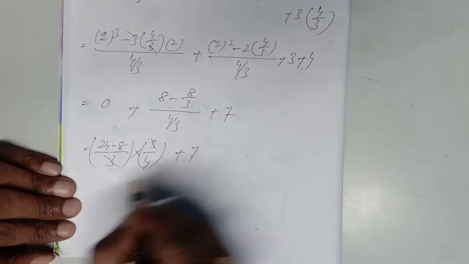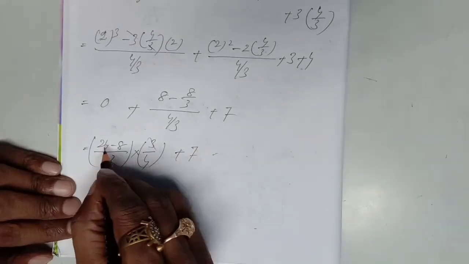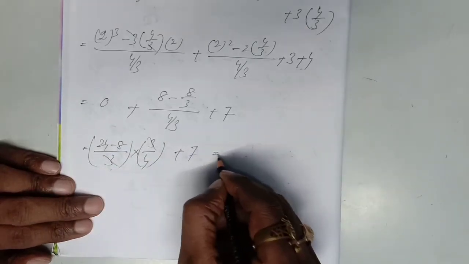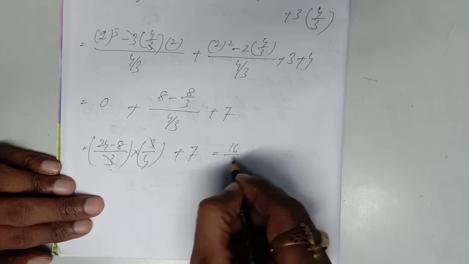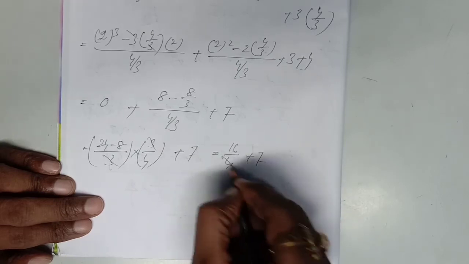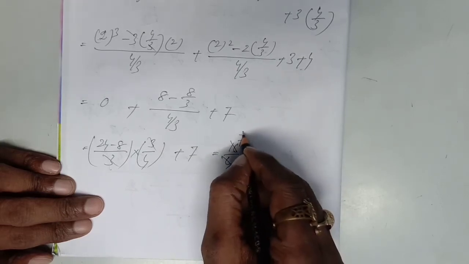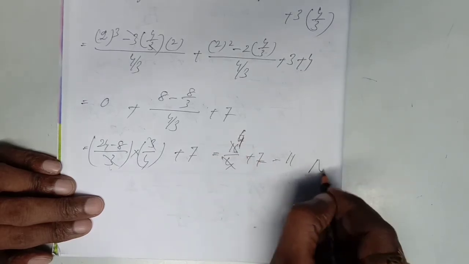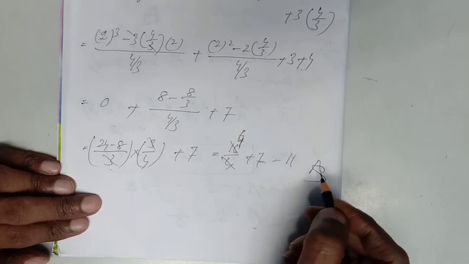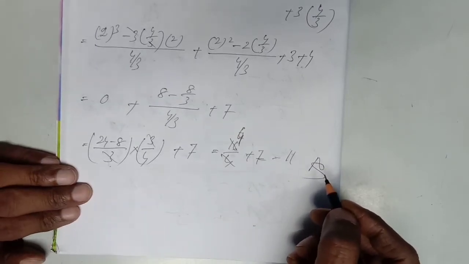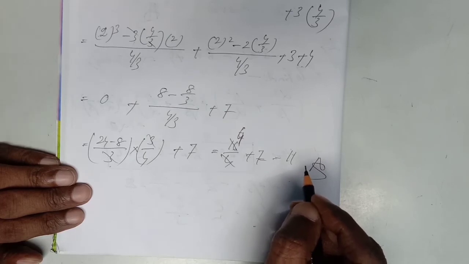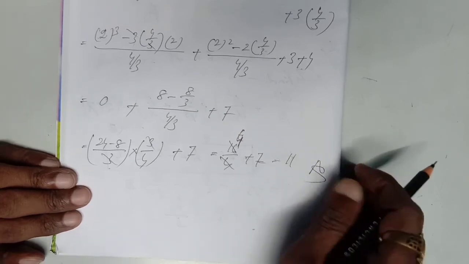This 3 will be cancelled out. Finally what are you getting? 24 minus 8 means 16, and here 4 plus 7. 4 fours are 16, and 7 plus 4, 11. 11 is the answer. Okay, I hope you are able to understand this slightly lengthy type of question, not difficult, just lengthy. Next I am doing number 4.